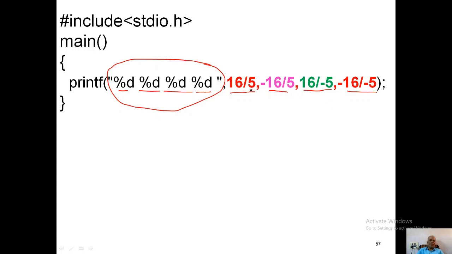What is the answer? Let's work it out. For 16 divided by 5, the output is only 3. Five threes are 15, so we only take the quotient value. Next, minus 16 divided by 5 is minus 3. 16 divided by minus 5 is minus 3. Minus 16 divided by minus 5 is 3. I hope you all know this. It is a simple division example.